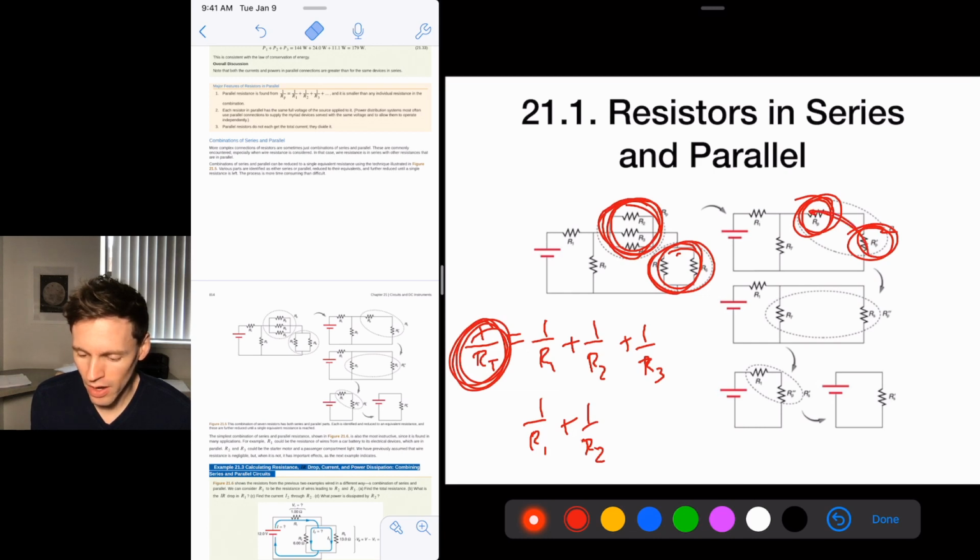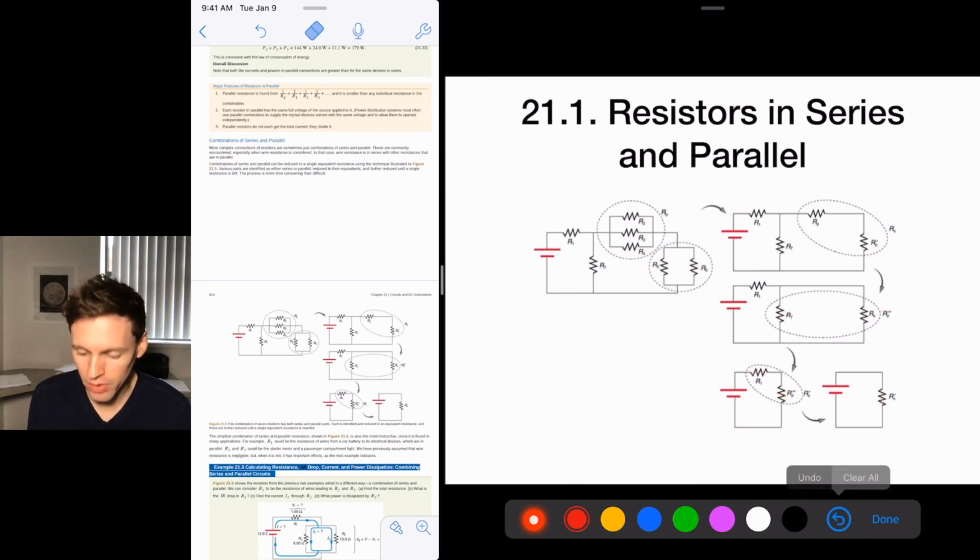Now these two are in series, so they just add up. But these two now are in parallel, so we have to do 1 over R1 plus 1 over R2, whatever this combined resistance is. Once we do that, that becomes one resistor. Now these two are in series, and now we're at the end. That was fast. Watch that 10 times.